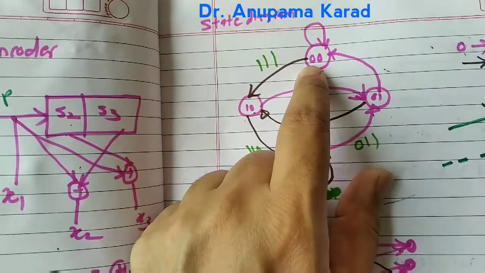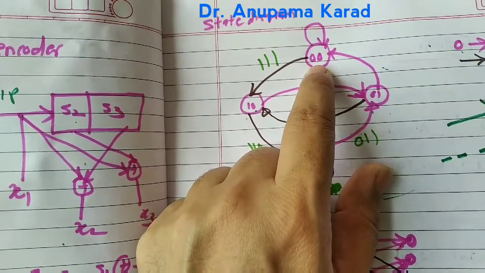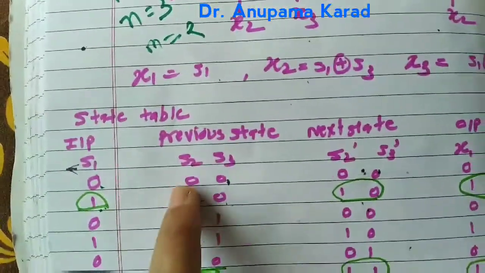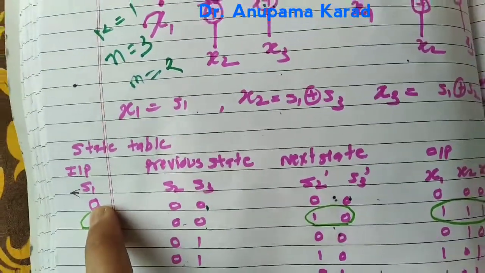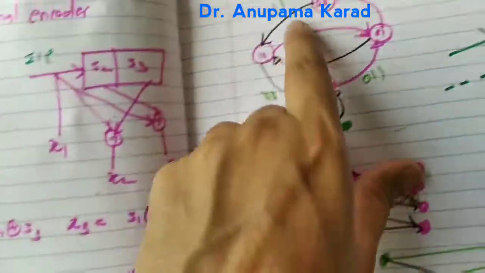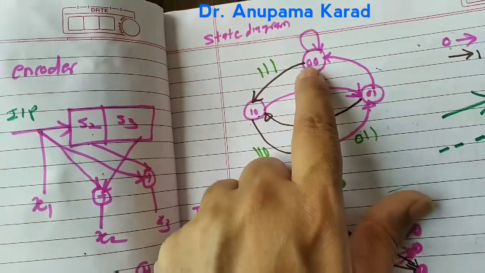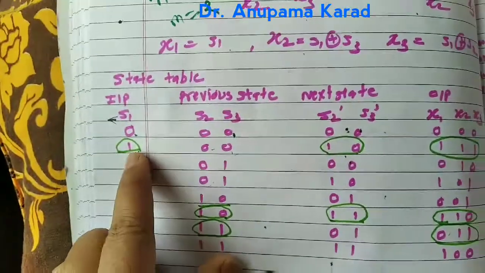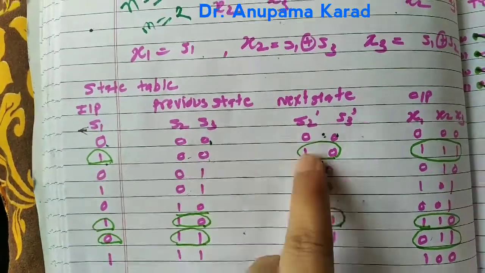So when the state is 0 0 and input is 0, next state is 0 0. You can see here, when the state is 0 0, input is 0, then next state is 0 0. So it is going here only. When the state is 0 0 and input is 1, next state is 1 0.